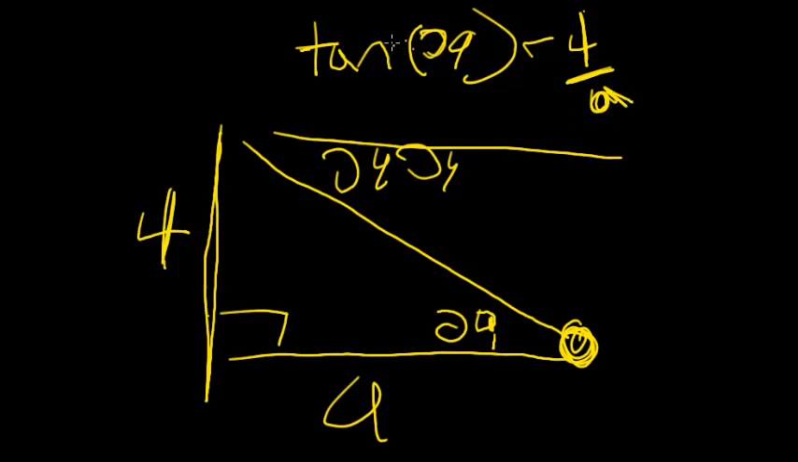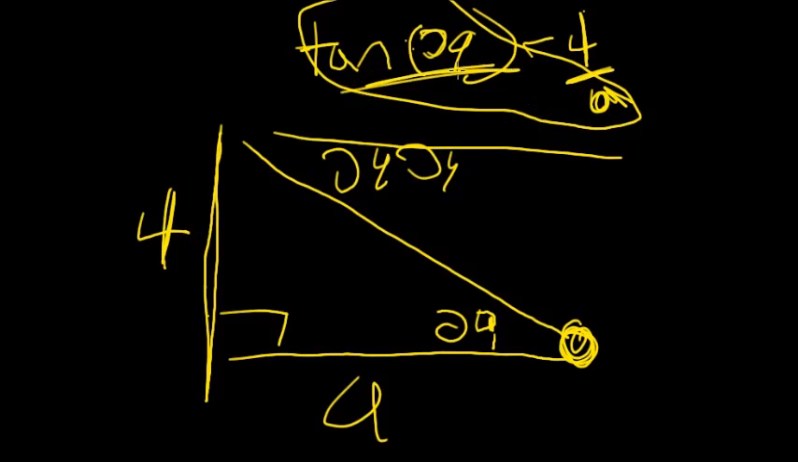And so what you would do right here, since the unknown is on the bottom, you can't just cross multiply. So instead, you just have to do 4 divided by tangent of 29 on your calculator, and you'll get an answer.